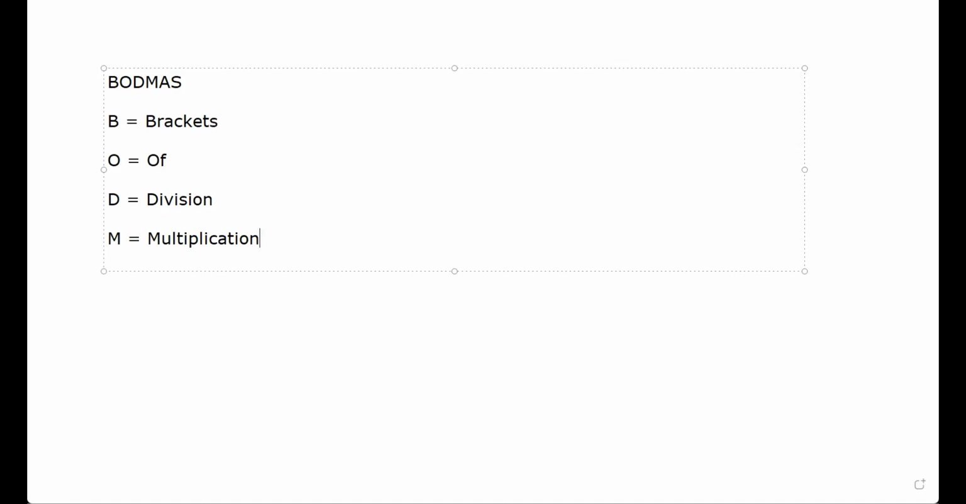So first of all, B stands for brackets. O stands for of. D stands for division. M stands for multiplication. A stands for addition. And S stands for subtraction. My dear students, these are the 6 symbols. Through that we have to solve brackets first, then of, then division, then multiplication, then addition, then subtraction.